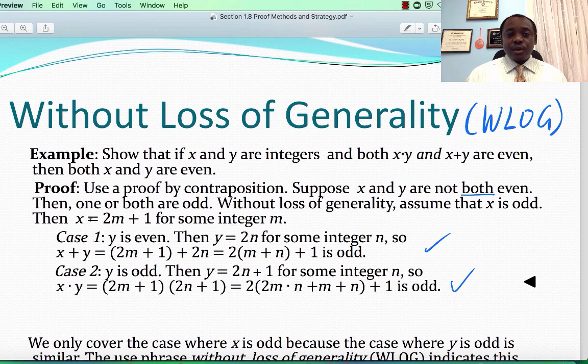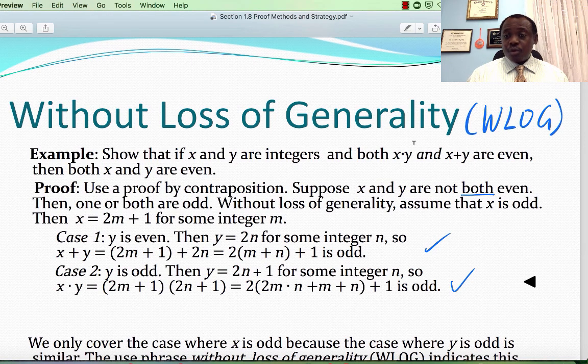Now, if x is odd and y is even, what do we have? What would be x plus y? X plus y would be 2m plus 1 plus 2n. Remember, y is even, so y can be written in the form y equals 2n. If you add all of this up, that gives you 2 into m plus n plus 1. M plus n is an integer, so that is some 2k plus 1, which is odd, and that works.